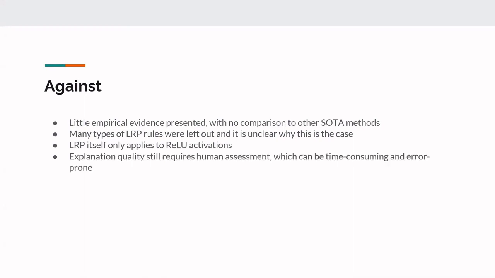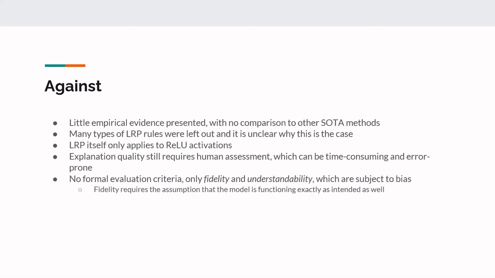The explanation quality still requires human assessment. This is a big one here. That can be time consuming and error prone. I think there's a sub point on this bullet too. The next one then, yeah. So there's no formal evaluation criteria, only fidelity and understandability, which are subject to bias. And then speaking about fidelity specifically, this requires the assumption that the model is functioning the way we want it to. That was something that they mentioned when they were talking about these criteria.